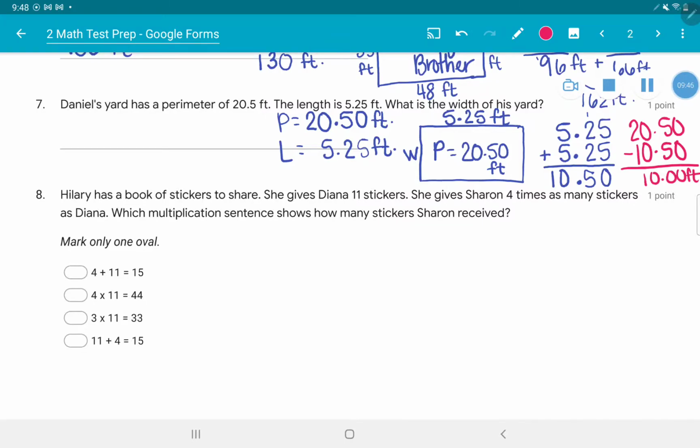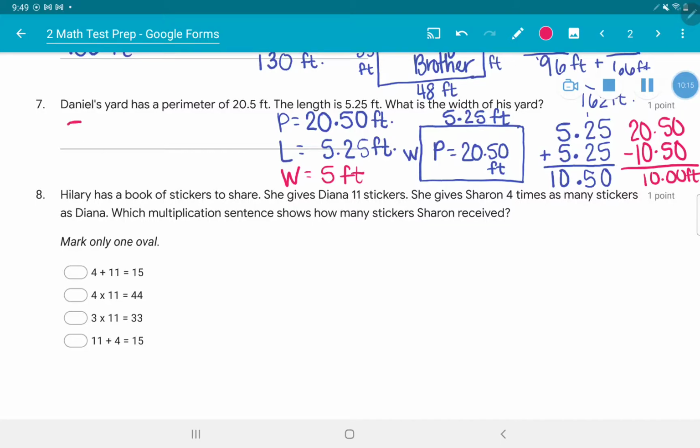I have 10 feet left, and how many sides do I have left? 2. So how am I going to figure out the width, or what each side is? If you just need 10 feet left, all you have to do on the width, it would be 5 and then 5. I've just got to split it in half, and I would have 5 and 5. So the width of Daniel's yard is 5 feet.